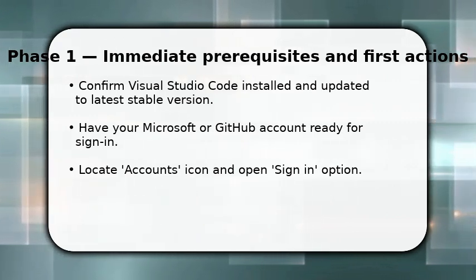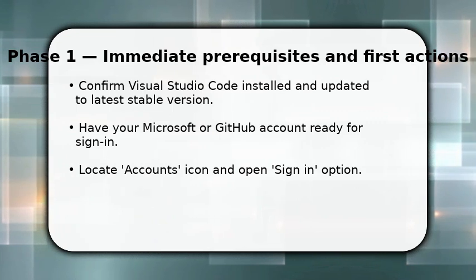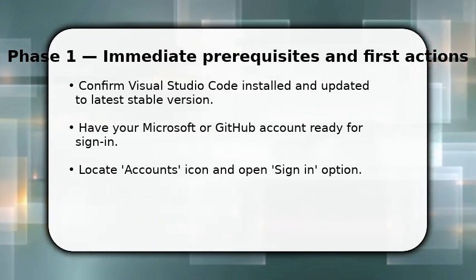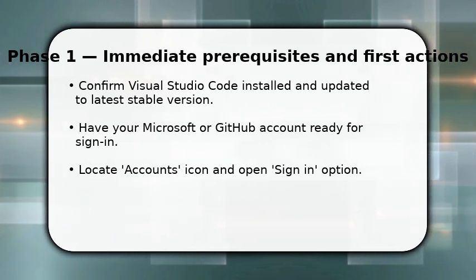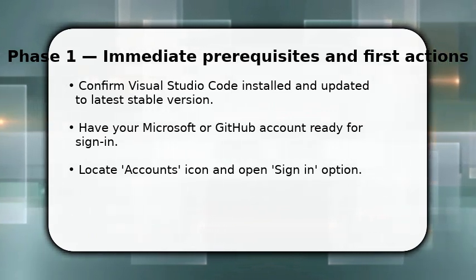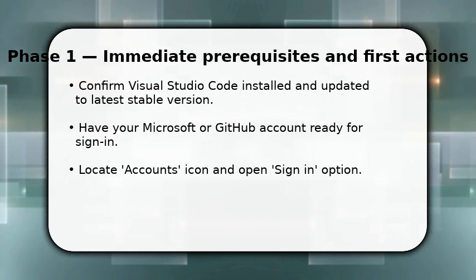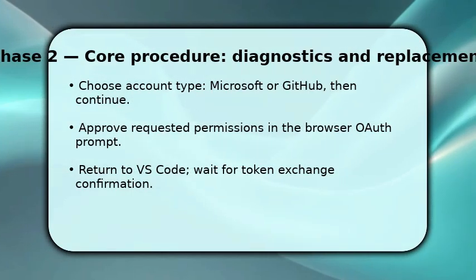This initiates a secure OAuth flow. Make sure network access is allowed and pop-ups aren't blocked. You want the sign-in window to open promptly, so the editor can receive the activation token and link the license to your account. You now complete the sign-in flow.